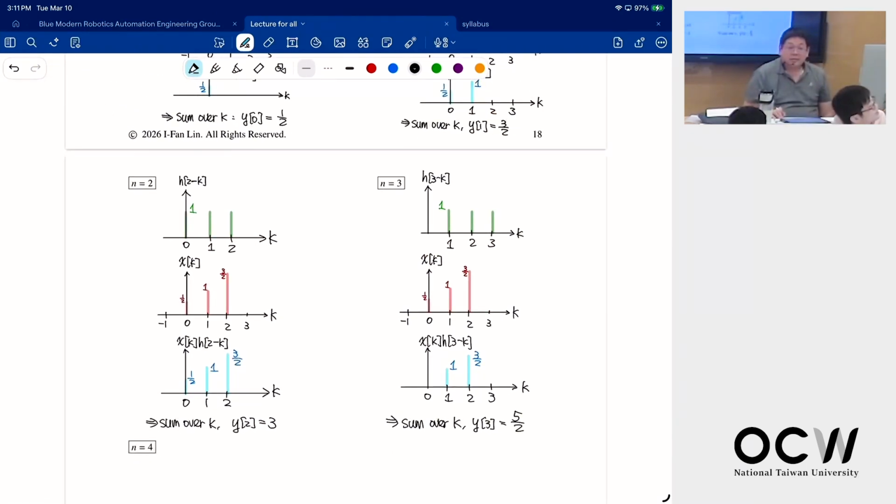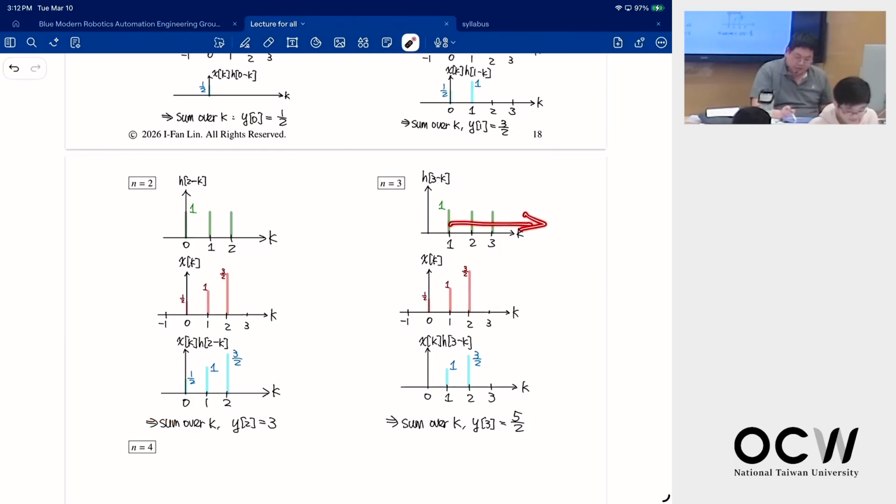Last step, during the break, you can do it by yourself. Okay, try to do it by yourself. When n equals 4, you still shift to the right by 1 unit. Then what is y4? Okay, let's take a break.